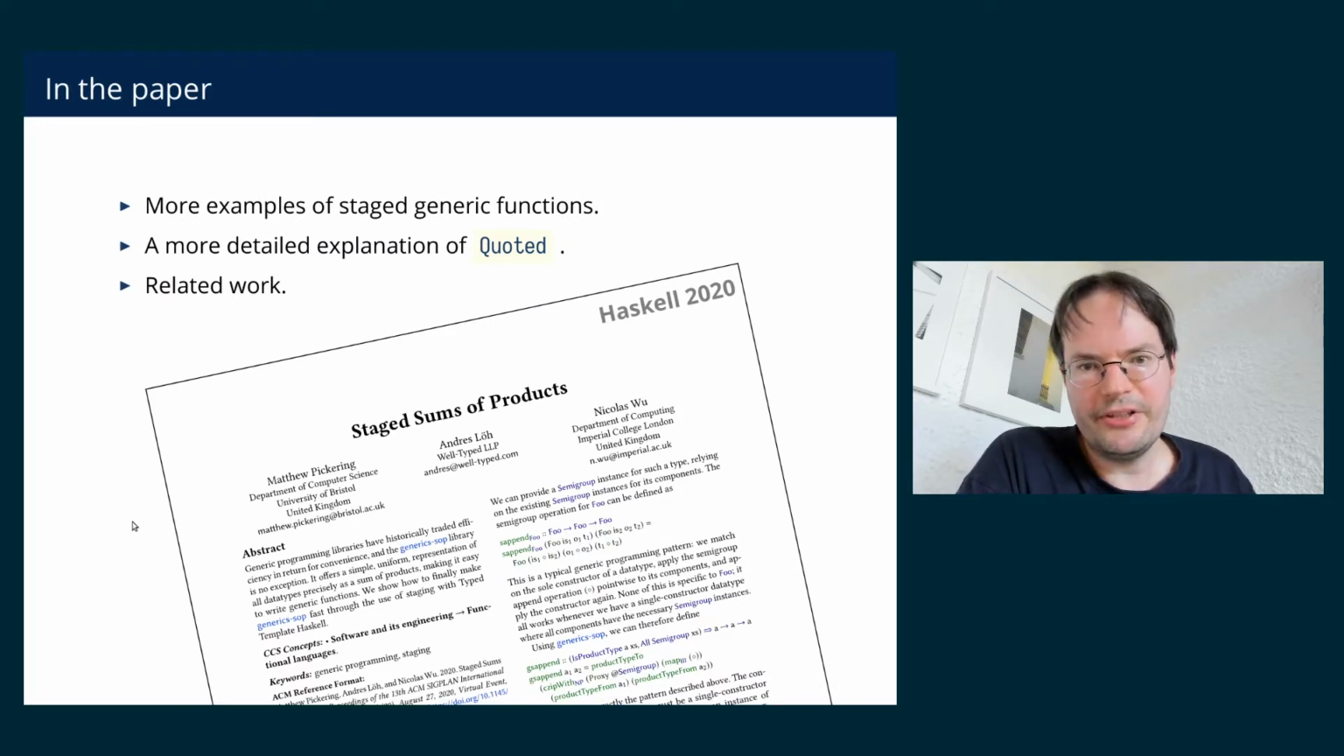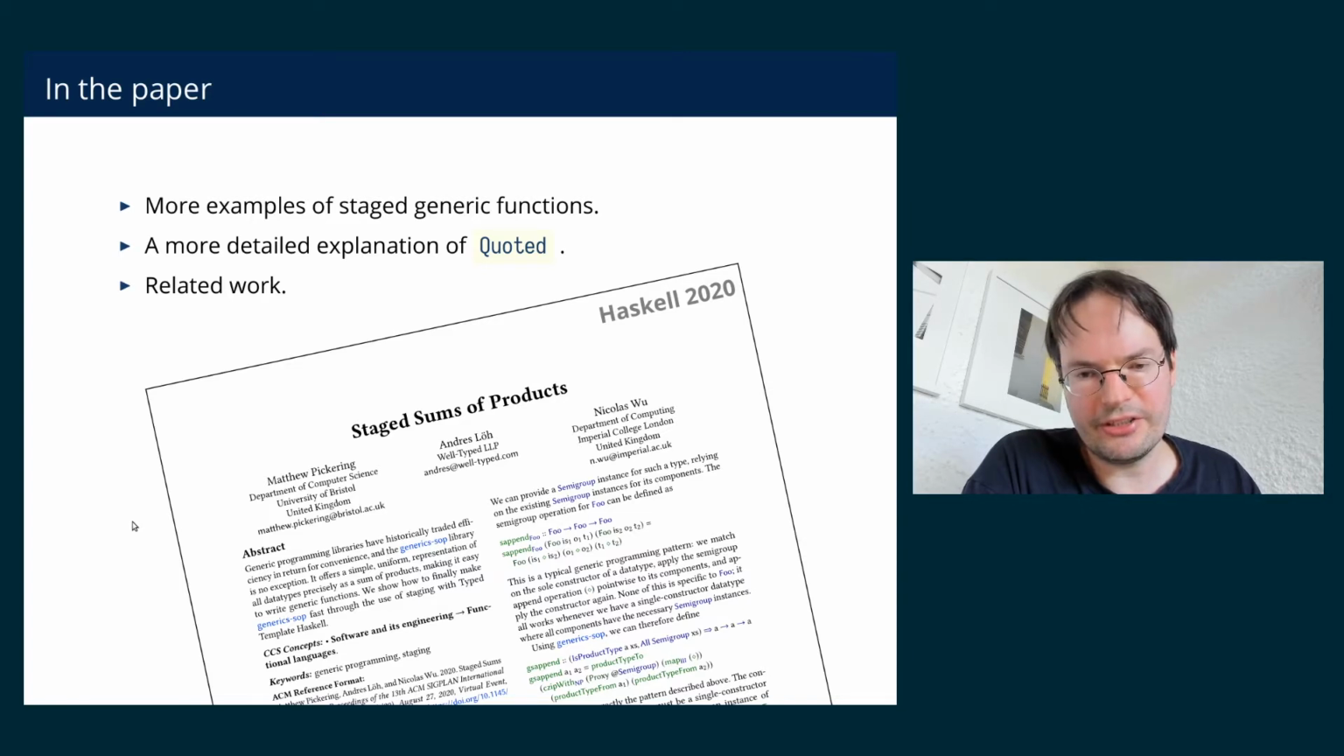So in the paper, there is much more. We have more examples of staged generic functions that all also compile to optimal code, or at least to very, very good code compared to what you would normally get from generics-sop. We also have a much more detailed explanation of this Quoted constraint former that I've just been talking about, and we talk about related work.